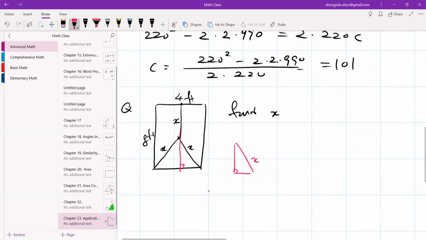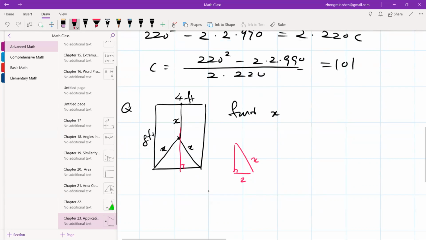This is already X, right? And the other side is 2, because half of 4 is 2. Then you have to express the third side in terms of X. Don't use the Pythagorean theorem to find X yet; we're going to apply the Pythagorean theorem later. So you have to express the third side in terms of X. And you look at the picture.